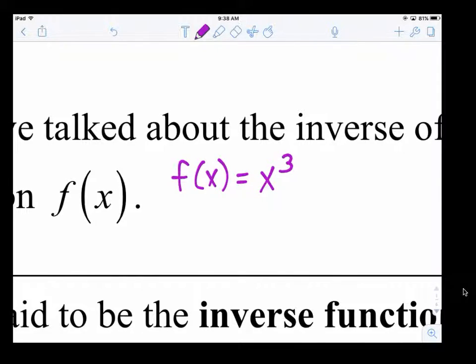So if I have f of x is x cubed, what would the inverse be? If I'm cubing something, what's the opposite of that? Cube root, right? So this function here undoes that.